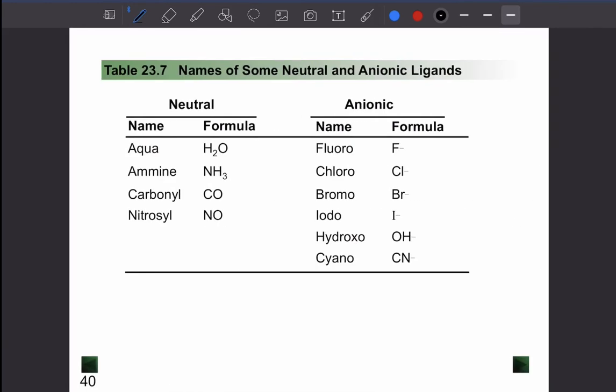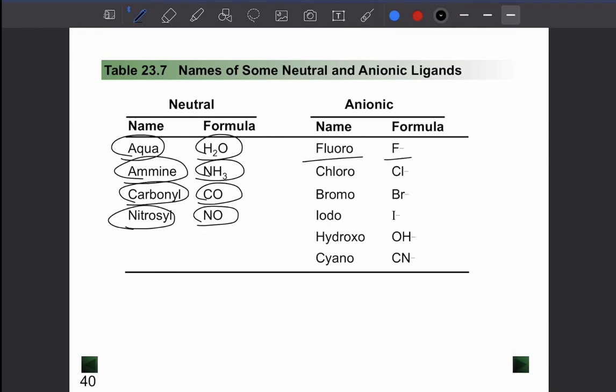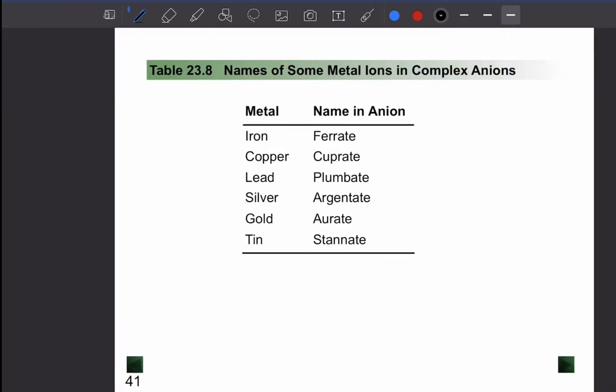An example of that would be H2O, which we write as aqua, NH3 is written as ammine, CO is written as carbonyl, NO is written as nitrosyl, F is fluoro. So ide becomes o, so chlorine becomes chloro, bromine becomes bromo, OH becomes hydroxo, CN becomes cyano. These are the common anionic ligand names and neutral ligand names.